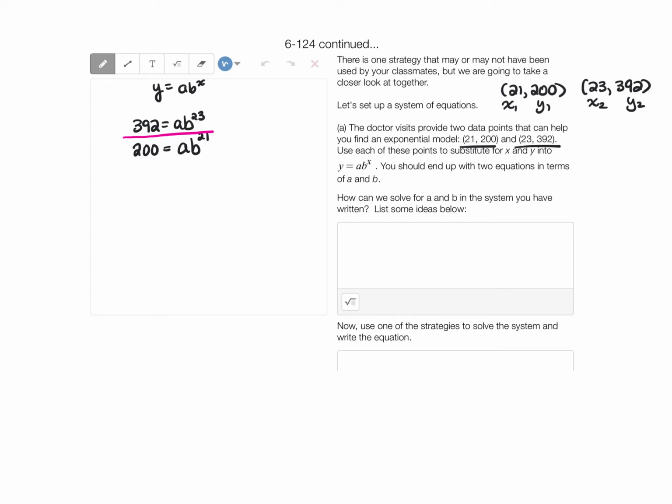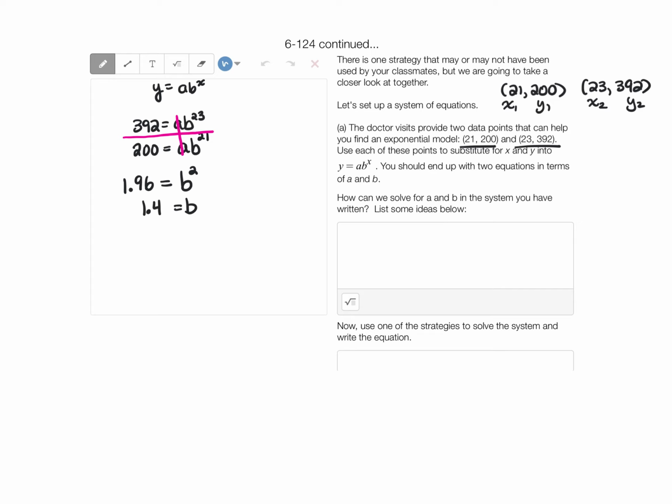So if I divide 392 by 200, I believe we get 1.96 equals A divided by A, which is going to be a giant 1. And then B to the 23rd divided by B to the 21st, that's just going to be B squared. We subtract those exponents. And then this should look really familiar. We get B equals 1.4. Now we can use that to find A.